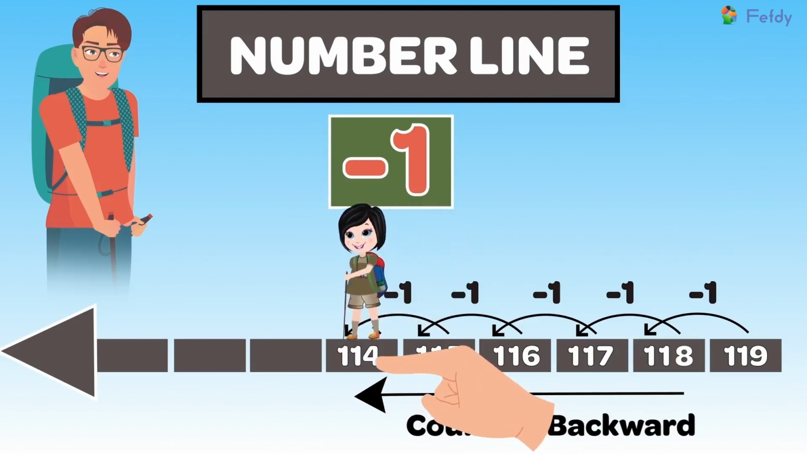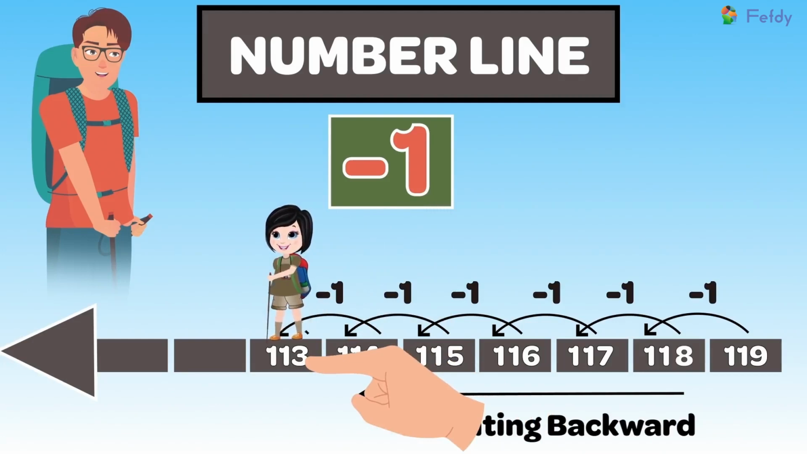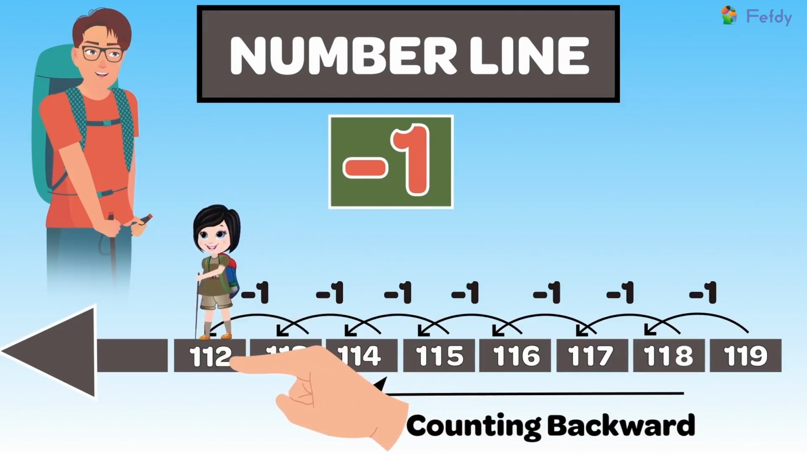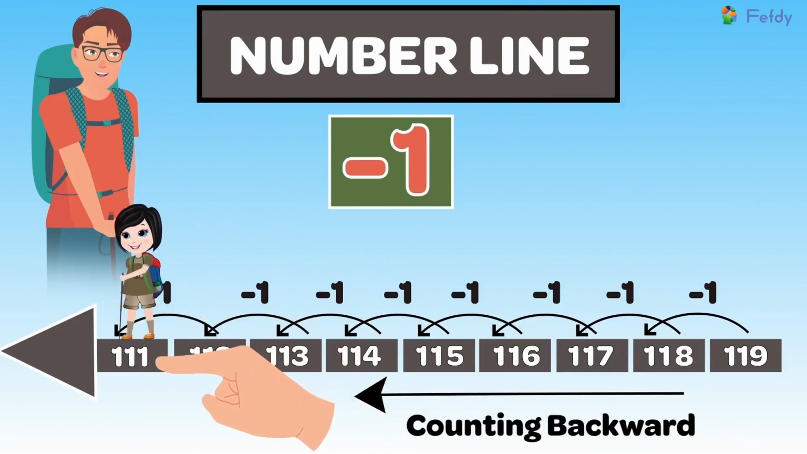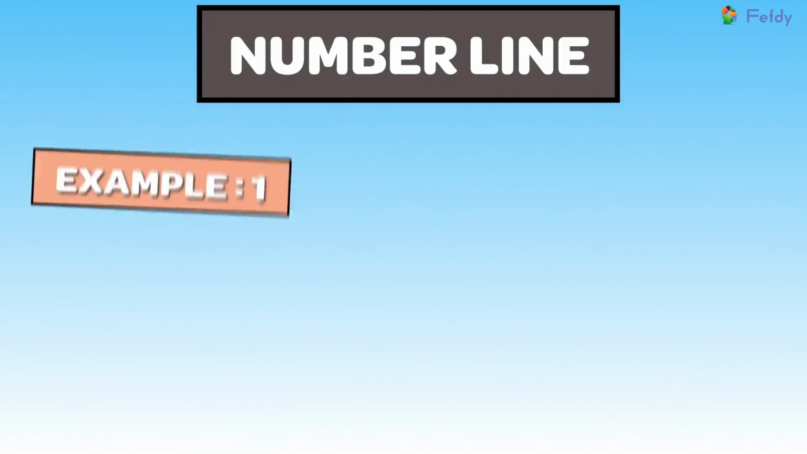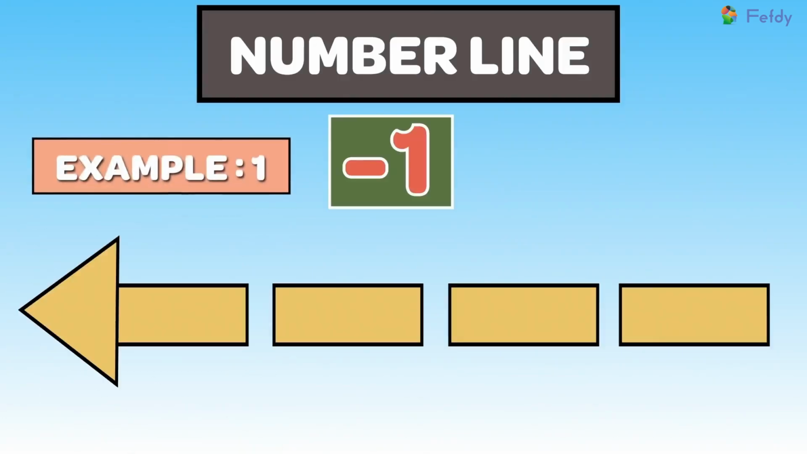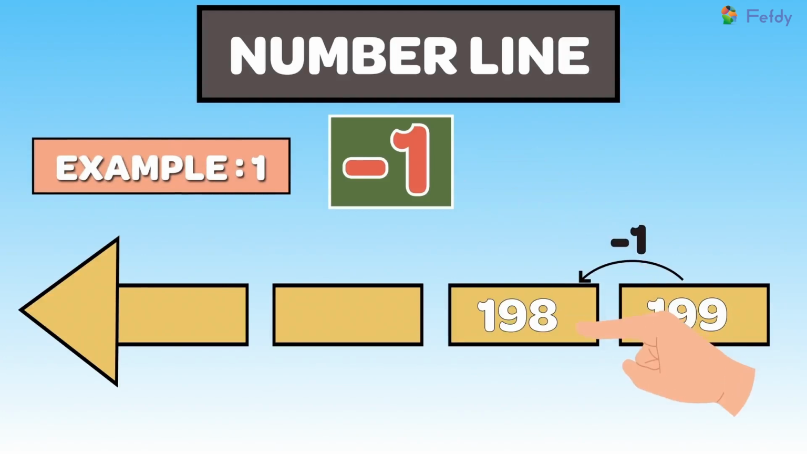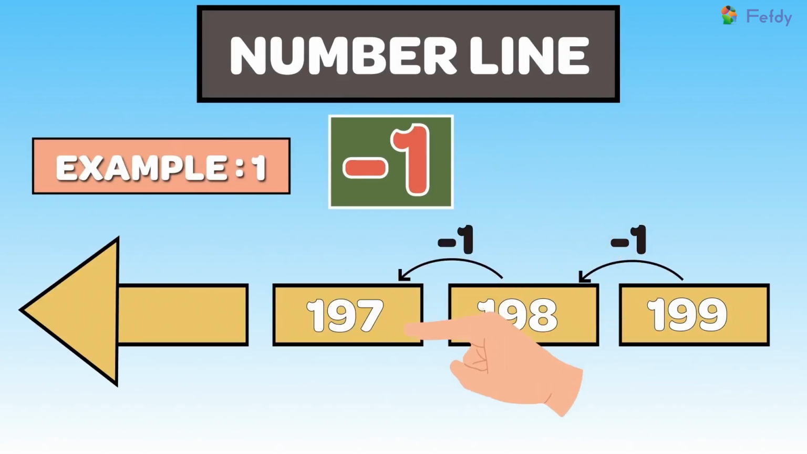114, 113, 112, 111. Example 1. 199 minus 1, 198. 198 minus 1, 197.